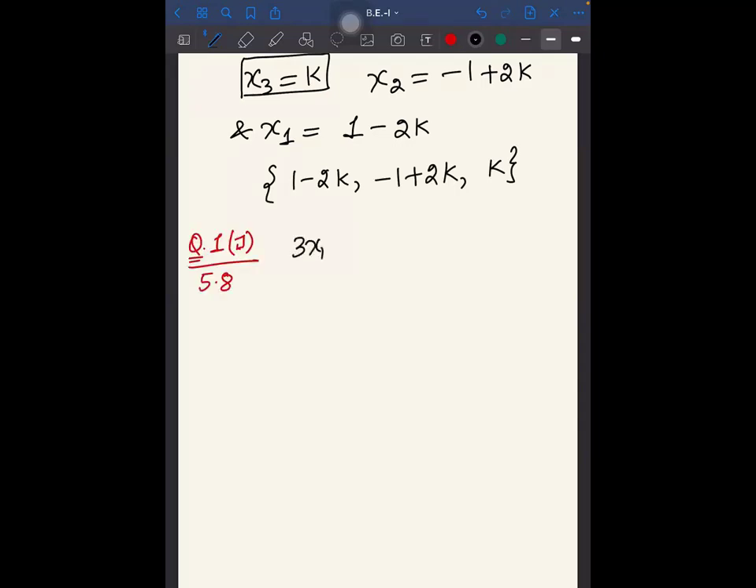3x1 plus 6x2 plus 3x3 plus 6x4 is equal to 5. x1 plus 2x2 minus x3 minus 2x4 is equal to minus 1.